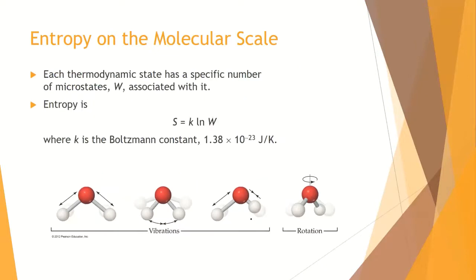And so the more unique pictures I have of the molecules, the more unique microstates I have. And so entropy on the molecular scale: this is slightly different than the equation that we saw on Boltzmann's tombstone, but the idea is essentially the same. We've got a logarithmic relationship between microstates W and entropy S. The two are related by k, the Boltzmann constant, which is 1.38 times 10 to the negative 23rd joules per Kelvin.